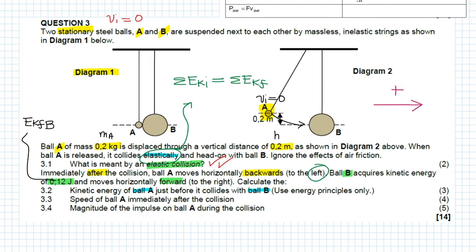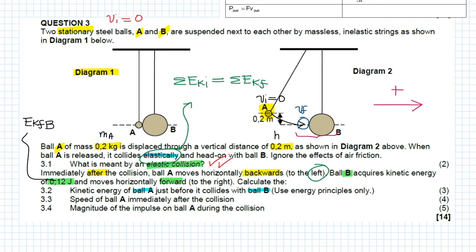It's then going to reach this position where it will have acquired a certain velocity. We're going to call this the final velocity for this motion of ball A swinging downwards. That's the first event that takes place. After that happens, the two balls collide.